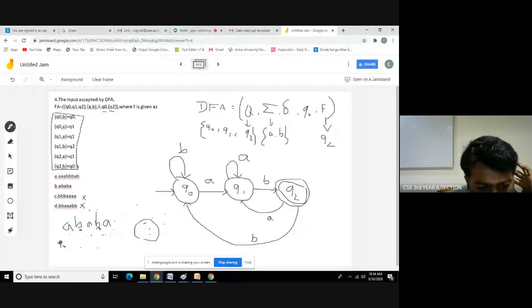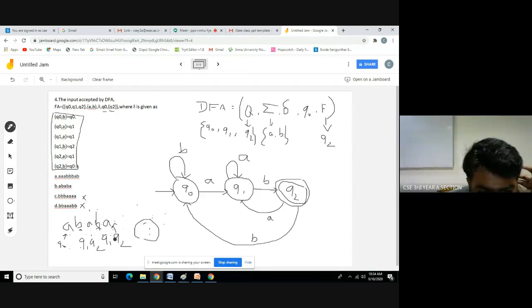So from the Q naught state, I read the input symbol A and it goes to Q1. From Q1, I read the input symbol B and it moves to the Q2 state. From Q2, I read the input symbol A and it reaches the Q1 state. From Q1, I read the input symbol B and we go to Q2. From Q2, I read the input symbol A.